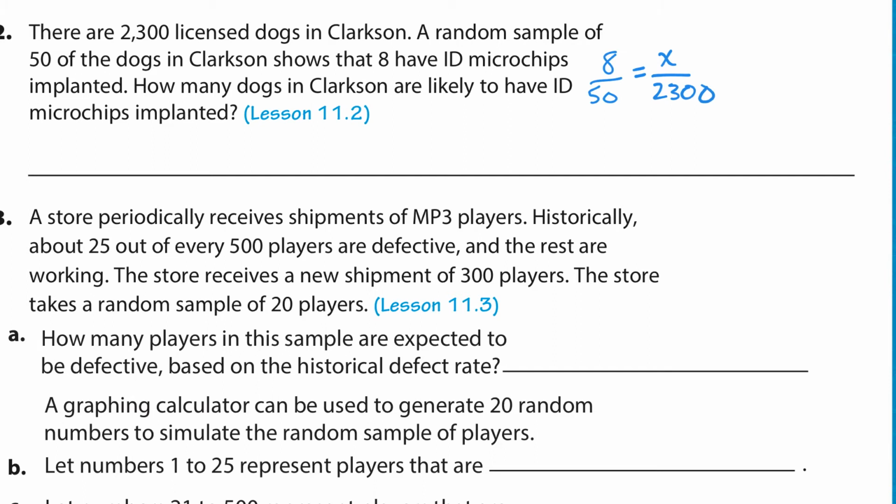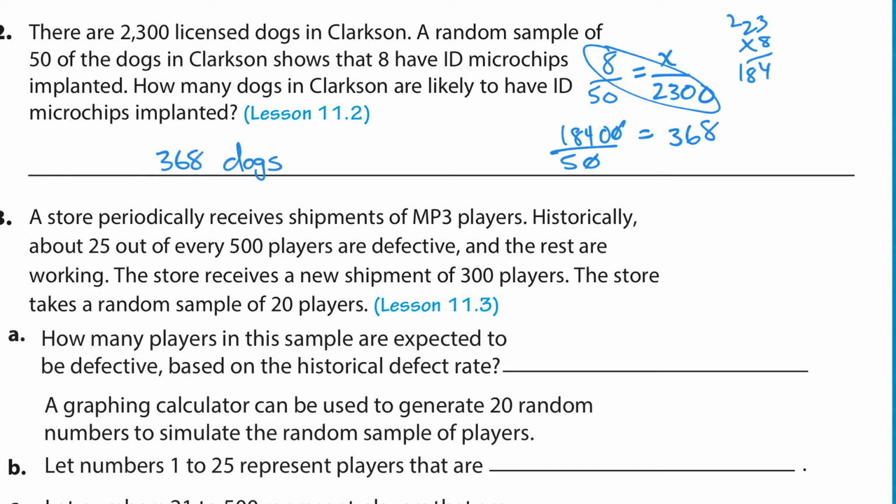Now, what I would probably do is use that butterfly effect. So 8 times 2,300. Let's see, 23 times 8 is 4, 2, 16, 17, 18. So that'd be 184 with two zeros divided by 50. And you can knock these out. So that would be 3, 34, so 6, and then 8. So I think 368 dogs would be it. 368 dogs. There you go.